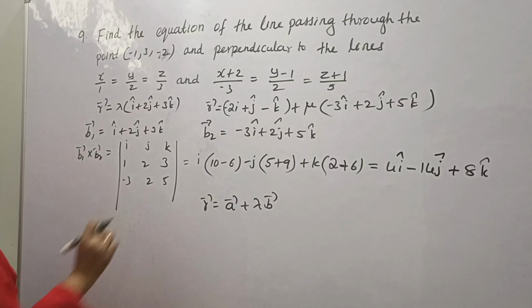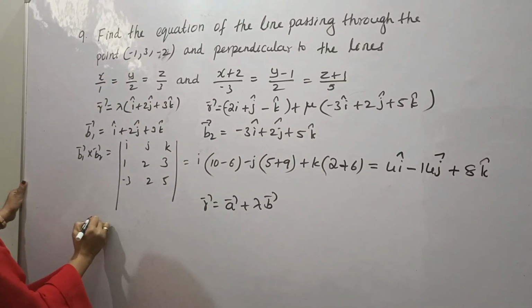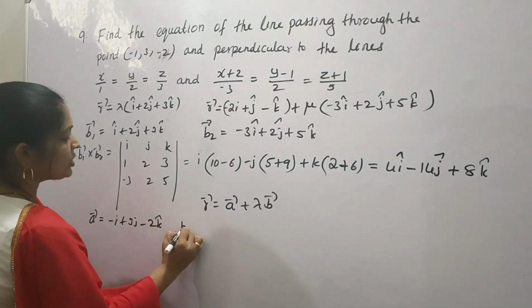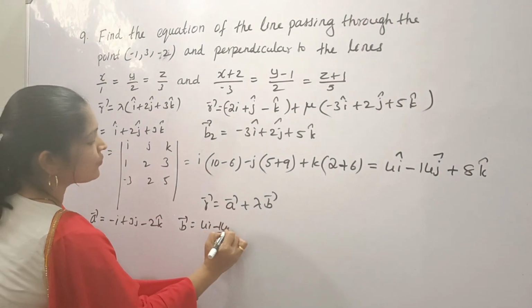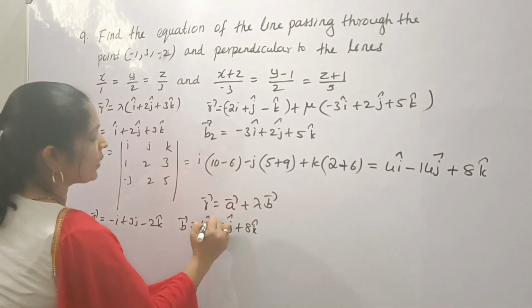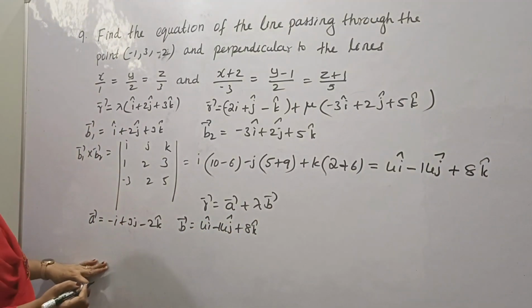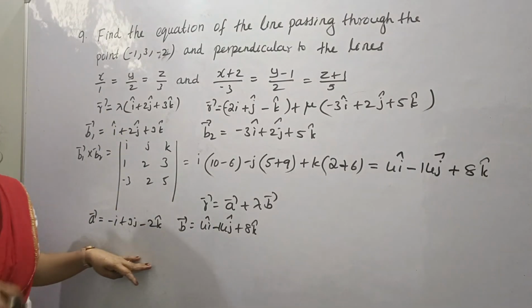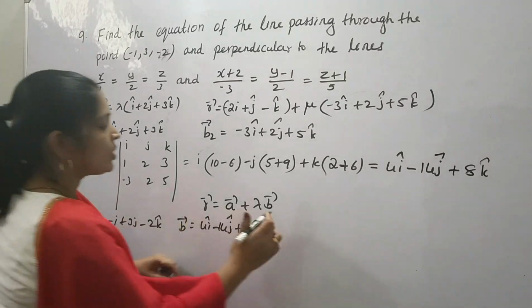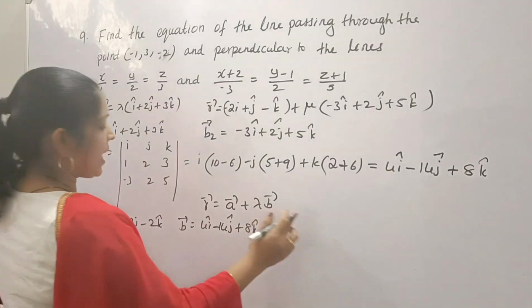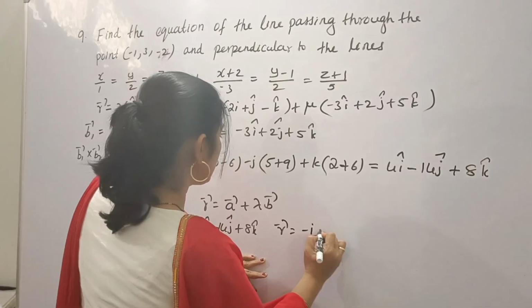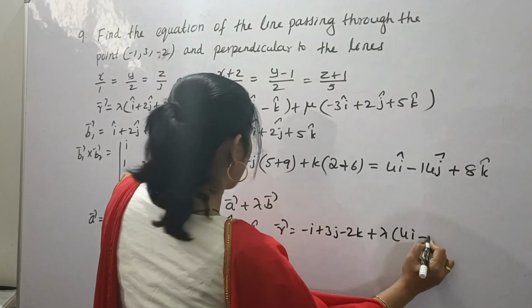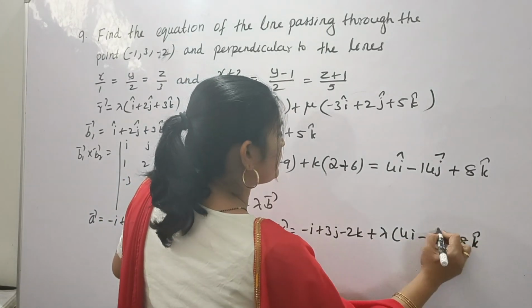Okay. So here, what is vector a? Vector a is nothing but minus i plus 3j minus 2k. And vector b is equal to 4i minus 14j plus 8k. Therefore, for the equation, it is better to write it in Cartesian form. First of all, you write it in vector form, then convert it into Cartesian form. So let's write the vector equation. Vector r is equal to vector a, that is minus i plus 3j minus 2k, plus lambda into 4i minus 14j plus 8k.